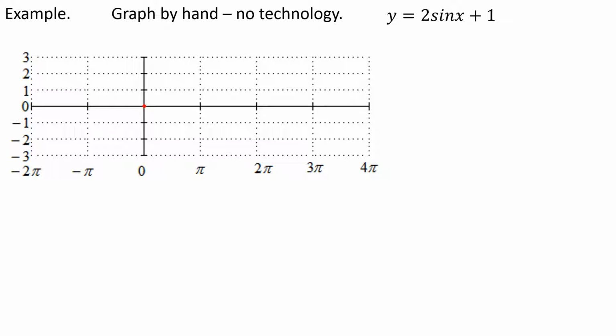Well, I know the sine function would normally start at 0, 0. And it would go up to 1, return to 0, go down to -1, return to 0. And it would do that in a period of 2 pi. That's what the sine function should look like.